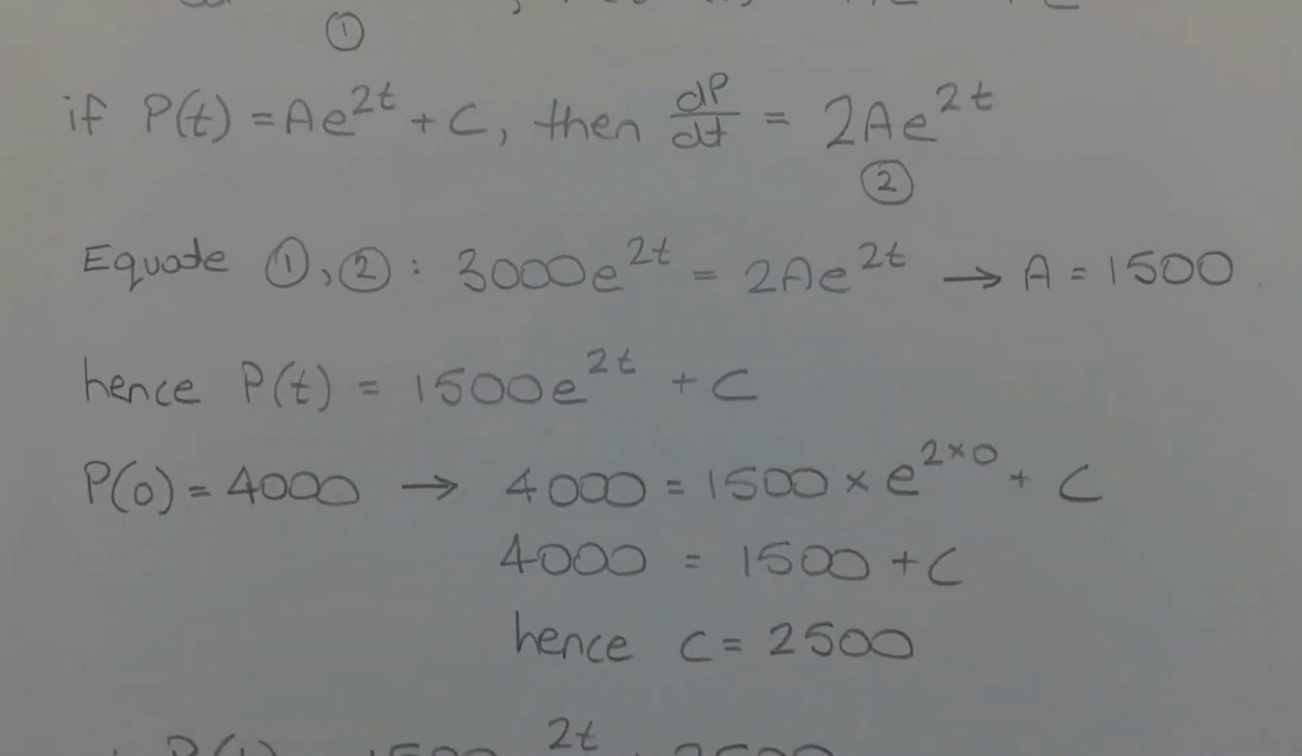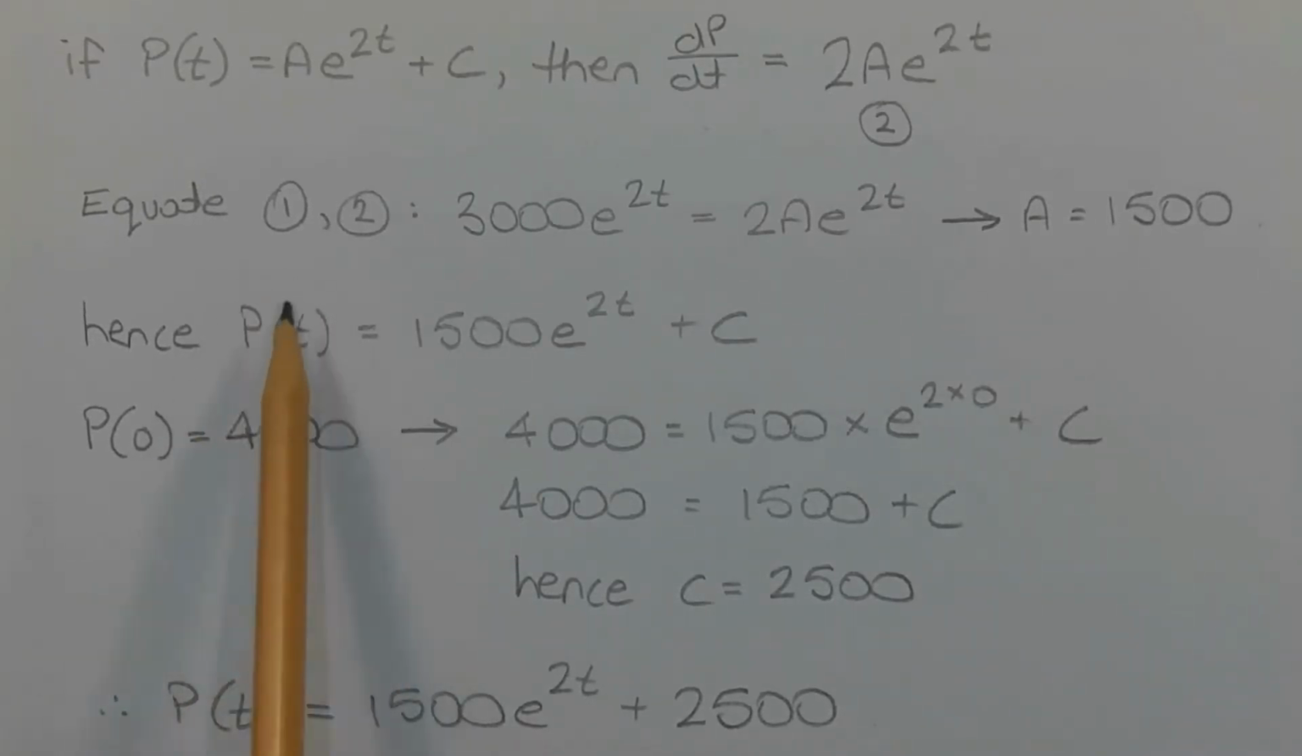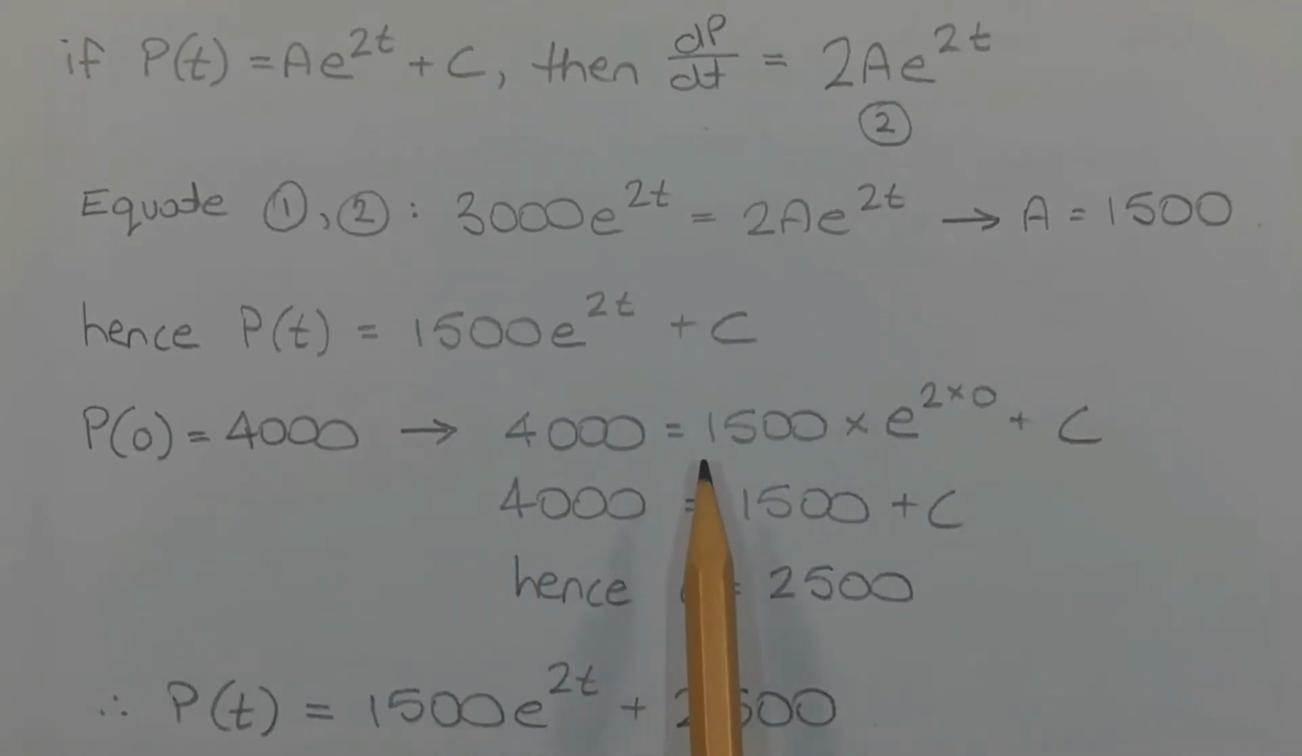Now we need to find the value of c. Now it's given that p of 0 is equal to 4000. So if we substitute 4000 for p of t here and 0 for t here, we can solve for c. So 4000 is equal to 1500 times e to the power of 2 times 0 plus c, and e to the power of 2 times 0 is equal to 1. So 4000 is equal to 1500 plus c, hence c is equal to 2500.